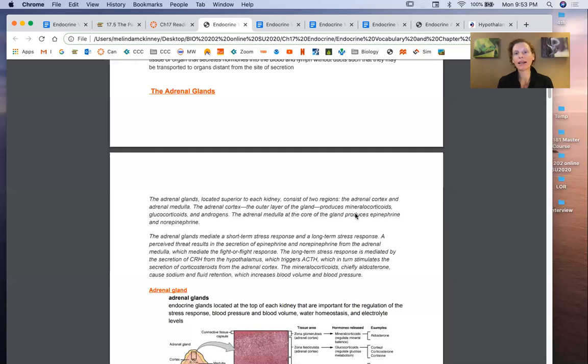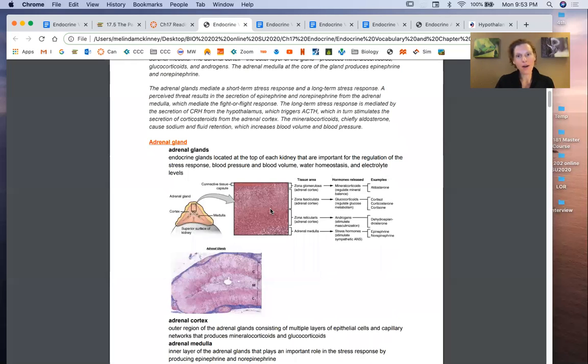So by regulating the ion balance, you can regulate blood pressure. Okay, and there's a lot more information, so I'm going over it really quick, just the overview.